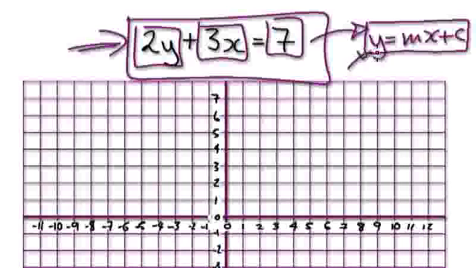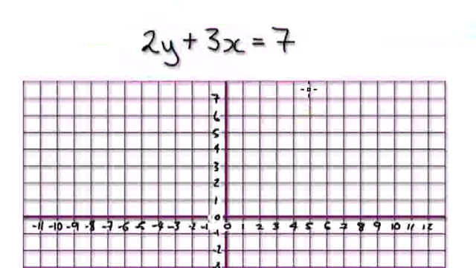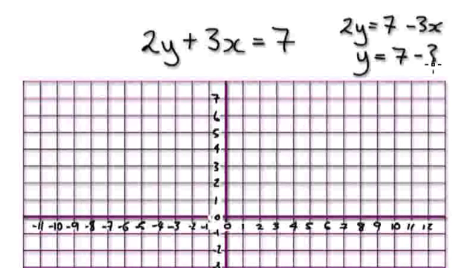So you want to get it so that y is on its own. So take away 3x from both sides. So you have 2y equals 7 minus 3x. Okay, and now divide both sides by 2. So it's y equals 7 minus 3x over 2. Now break this up. So y equals 7 over 2 minus 3 over 2x.